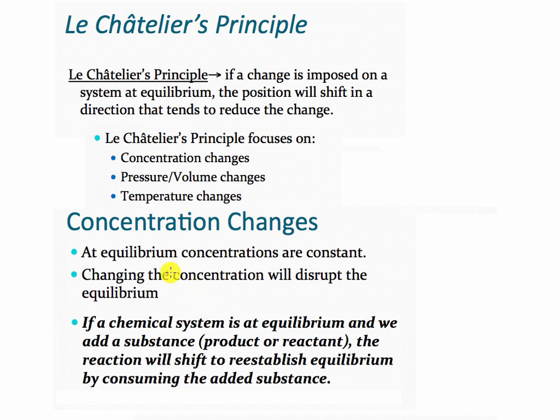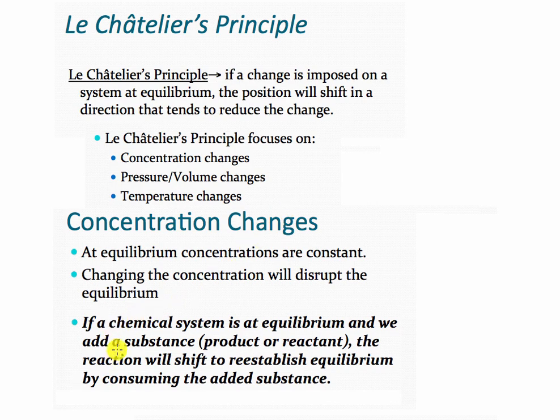Okay, so here's the first one, concentration changes. At equilibrium, those concentrations remain constant. Remember, we talked about that with the demonstration I did in class. The concentrations aren't equal to each other, they're just remaining constant. So if I change the concentration of any of the substances in that system, I'm going to disrupt that equilibrium.